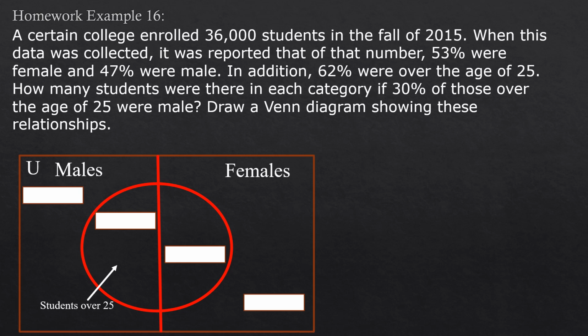So let's read the problem first. A certain college enrolled 36,000 students in the fall of 2015. When this data was collected, it was reported that of that number, 53% were female and 47% were male. In addition, 62% were over the age of 25. How many students were there in each category if 30% of those over the age of 25 were male? Draw a Venn diagram showing these relationships.